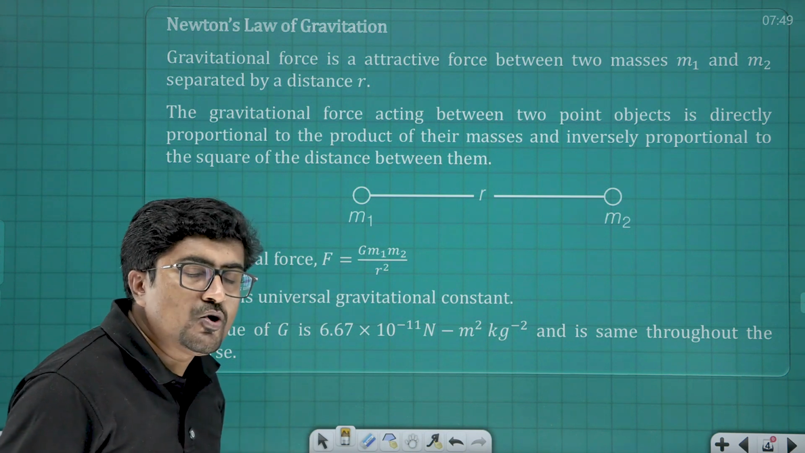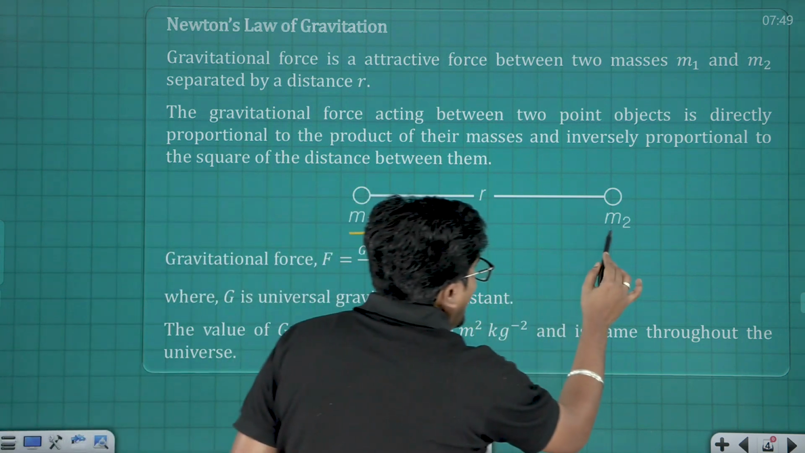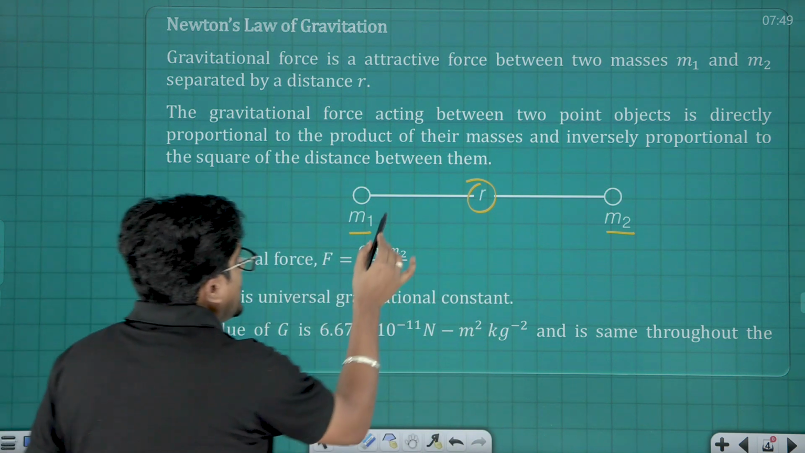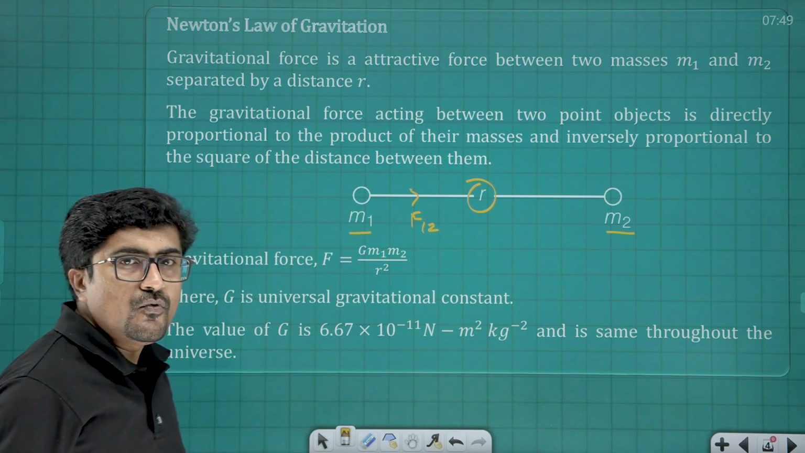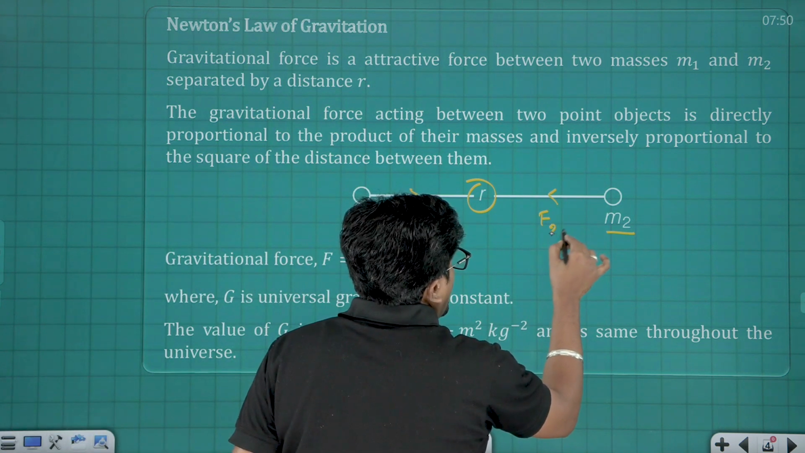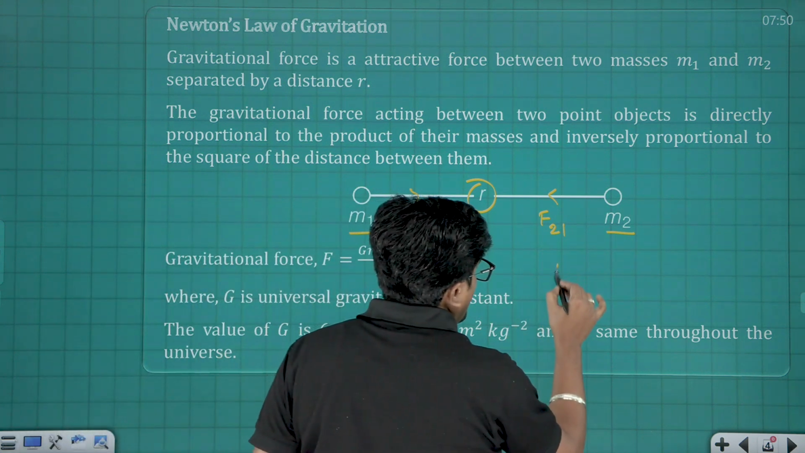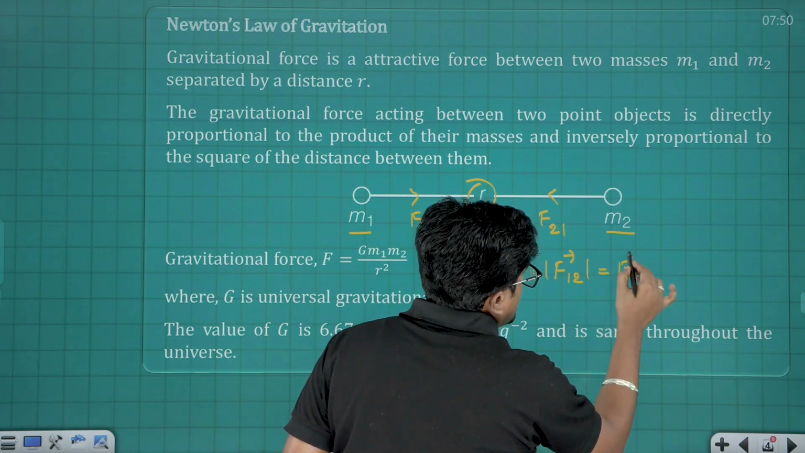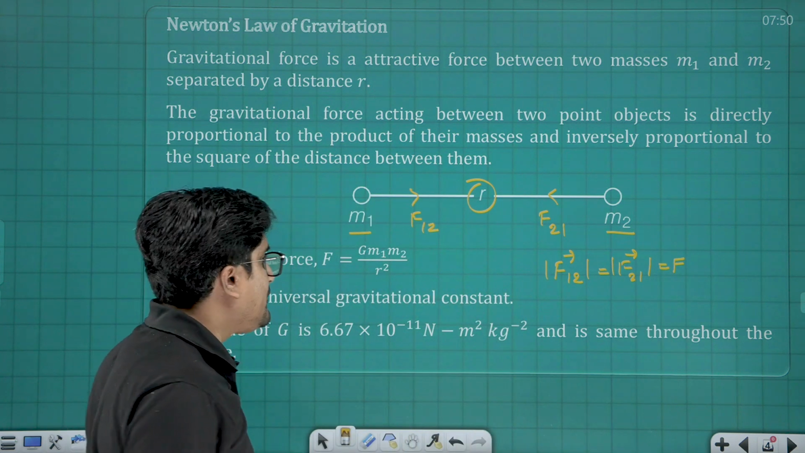Then let's discuss what's going to be that force. So if you have got two masses like m1 and m2 at a distance of separation of small letter r, then the first body is going to experience a force due to the second one, that I am going to mark as F12, force experienced by 1 due to 2. And here this is going to be force experienced by 2 due to 1. The magnitude of these two forces, F12 and F21, is going to be the same only, but direction is obviously opposite.